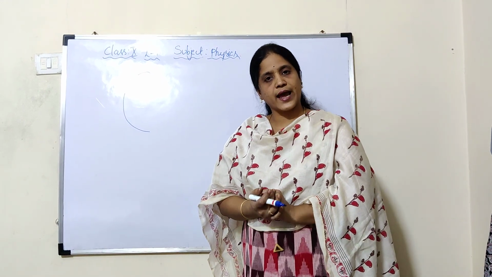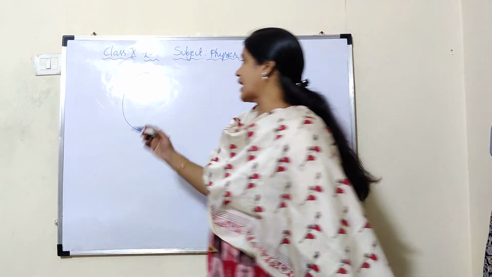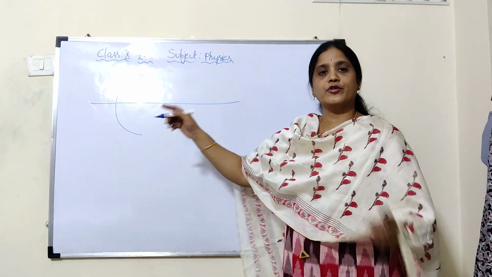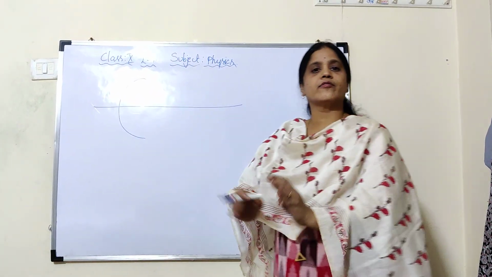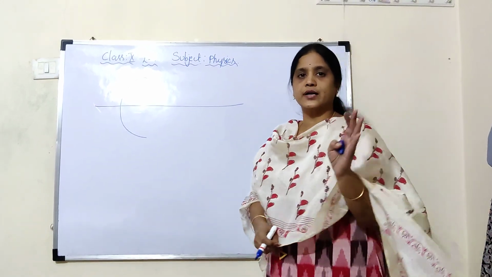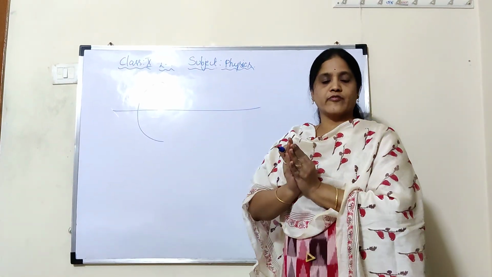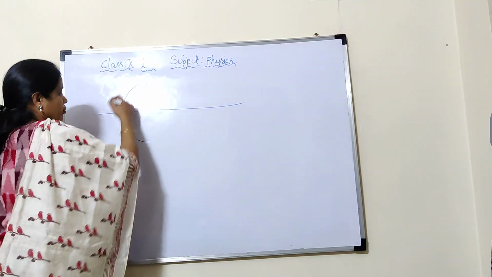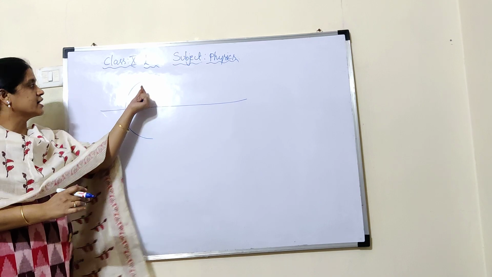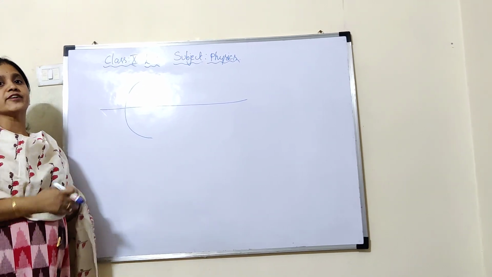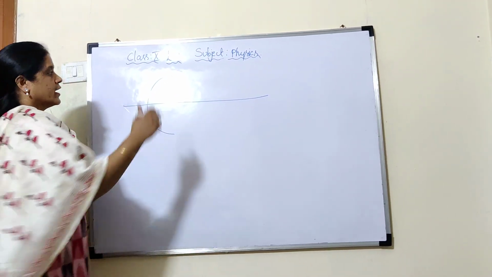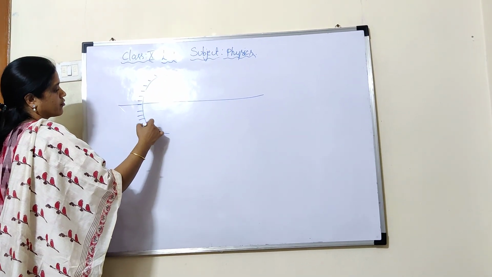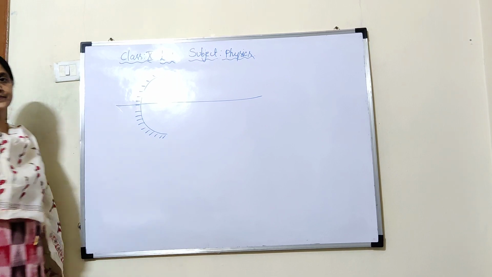Real images we can catch on a screen. So this is the concave mirror. How do you know whether a given mirror is concave or convex? I told you earlier, one side should be coated with aluminum or copper metal. A concave mirror means the surface is curved inwards. The reflecting surface is curved inwards, and the other side should be coated with paint.